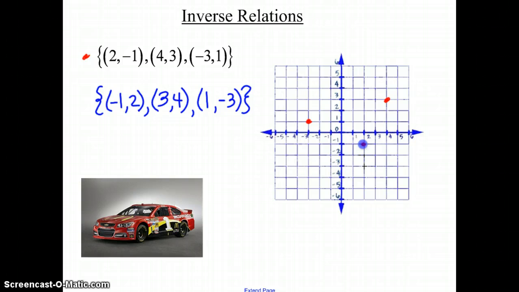Just to show you on the graph, (negative 1, positive 2) is here. (3, 4) is here. And (1, negative 3) is here. What you'll notice, and this is true about all inverses, is they're reflected over that main diagonal. It's true with all inverses and functions and relations. They're flipped over that main diagonal, that y equals x line.